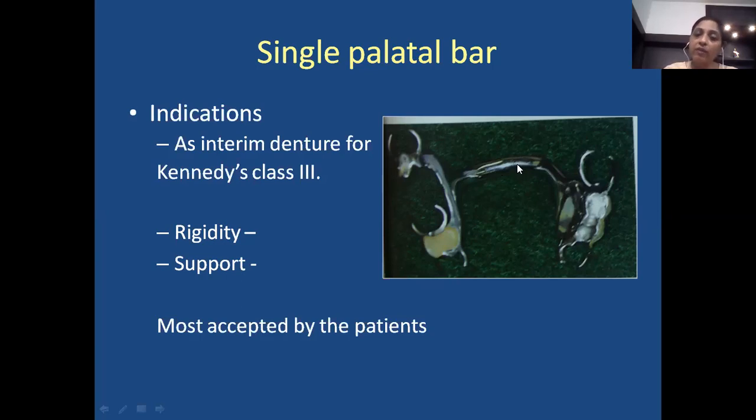There we can give this type of major connector for some time, as it provides really very little support and less rigidity. And that too, this major connector is only indicated in class 3 situation, not in long edentulous span areas. The acceptance by the patient is excellent due to less coverage of the hard palate.